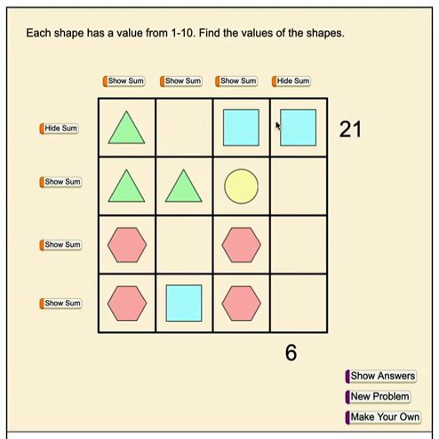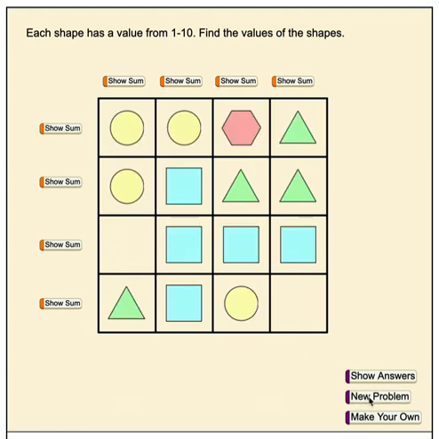And since I already know that a square is equal to 6, I can figure out the value of my triangle. So as I continue to press the Show Sum buttons, I can gather more information and use all that information to figure out the numerical values of these shapes. When I'm done, I can press Show Answers to see if I'm right, and I can press New Problem, and each time I do, it generates a new random problem.